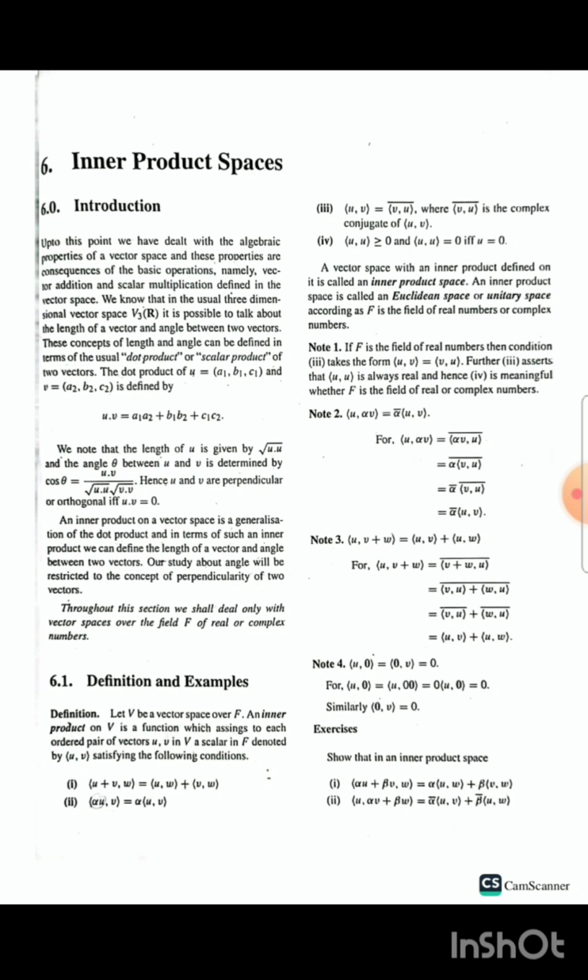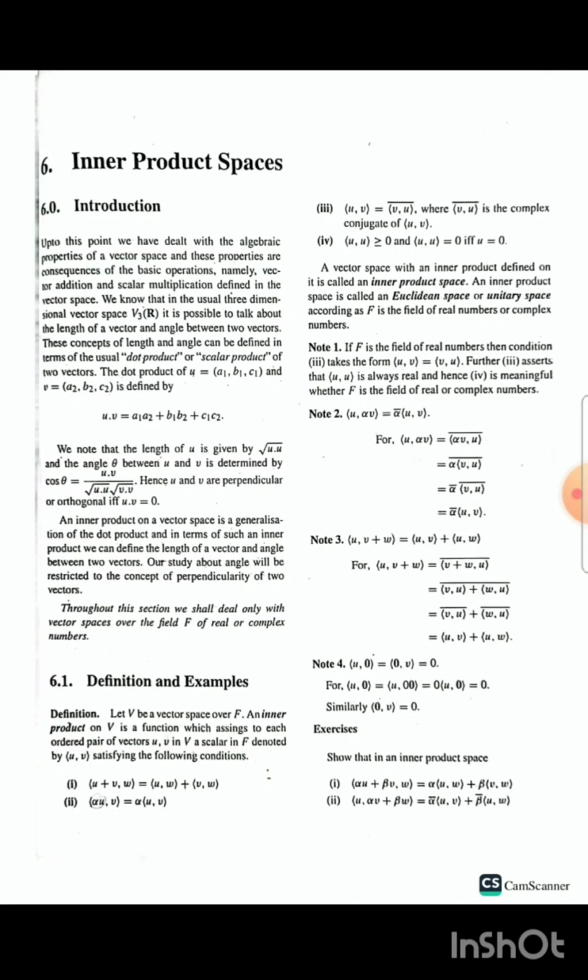And the third condition: the inner product of u, v equals the conjugate of the inner product of v, u, where the inner product of v, u bar is the complex conjugate of the inner product of u, v. And the fourth one: the inner product of u, u is greater than or equal to 0, and the inner product of u, u equals 0 if and only if u equals 0. These are the four conditions for the inner product.